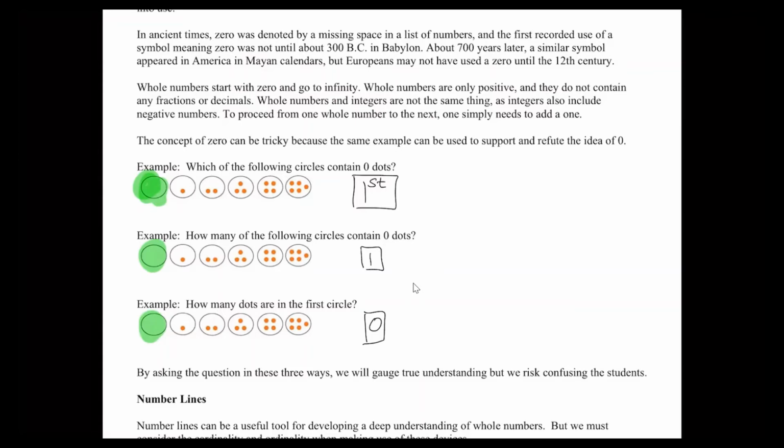So again, by asking the question in these three ways, we gauge true understanding, but we risk confusing them because we're hitting them with questions that look very similar and have a lot of the same words, but they're asking for 3 very different things, right? So there's that part of it. But if you're explicit in how you ask the question and you're careful not to cut corners in your verbiage, then you can get the job done.